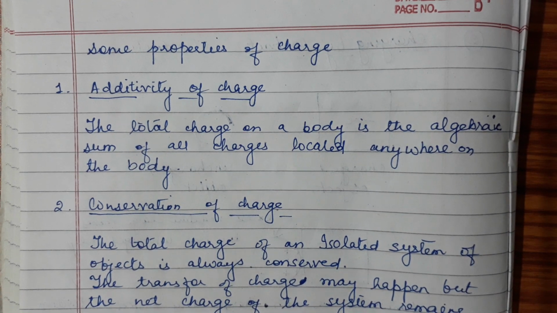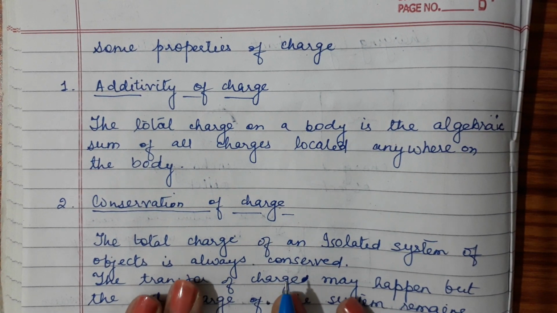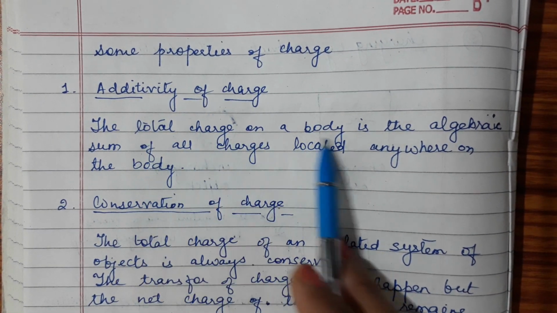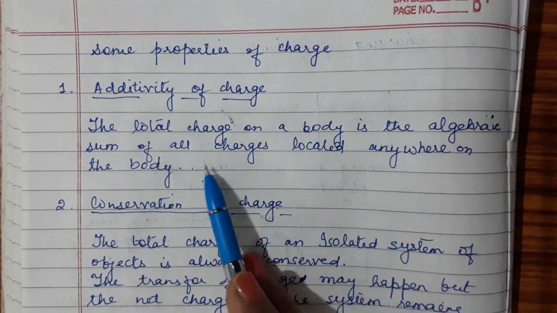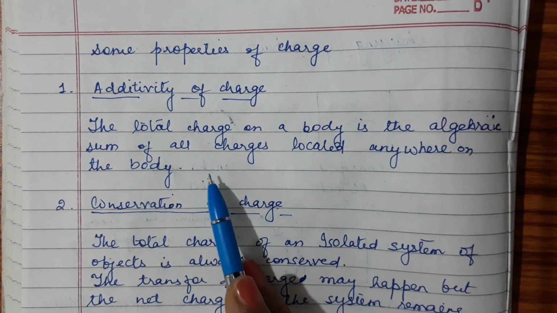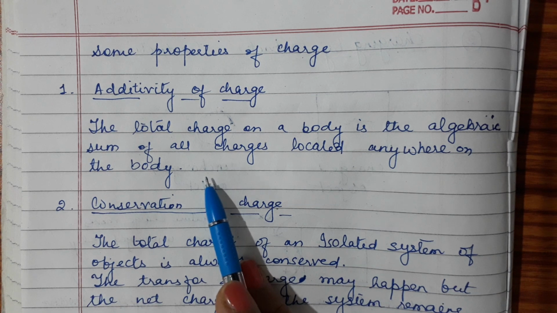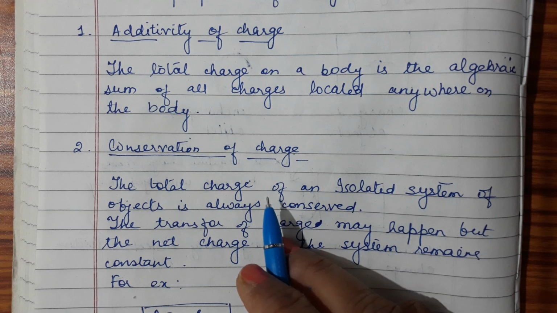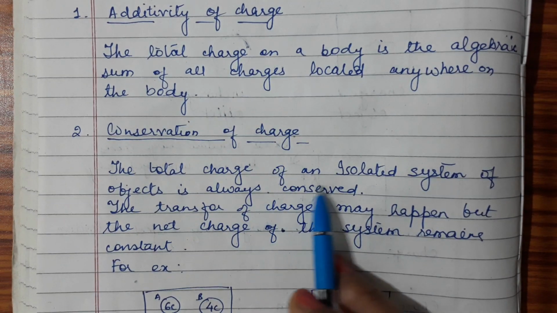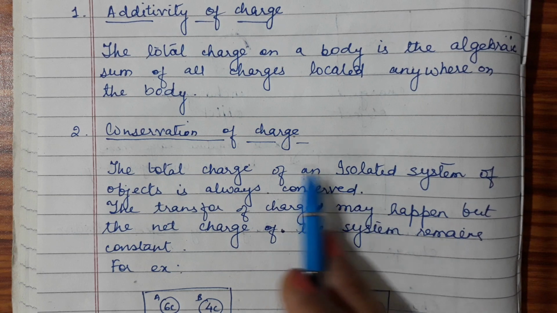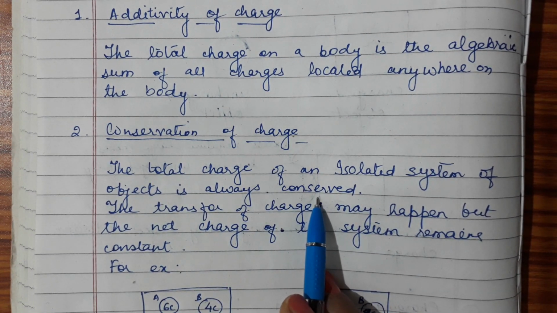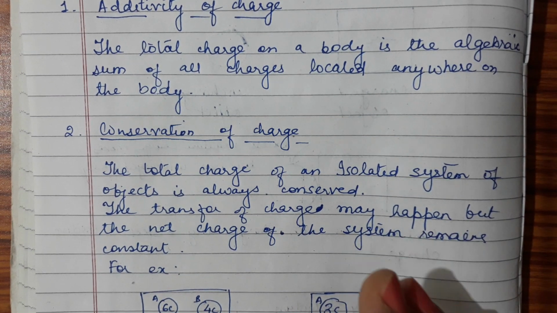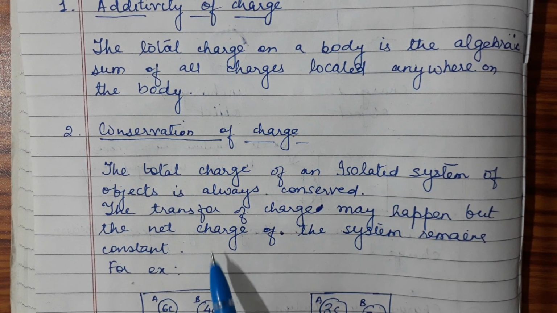Let us discuss some properties of charges. The first property of charge is additivity of charge. The total charge on a body is the algebraic sum of all the charges located anywhere on the body. The next property is conservation of charge. Conservation of charge tells us that the total charge of an isolated system of objects is always conserved. The transfer of charge may happen, but the net charge of the system remains constant.